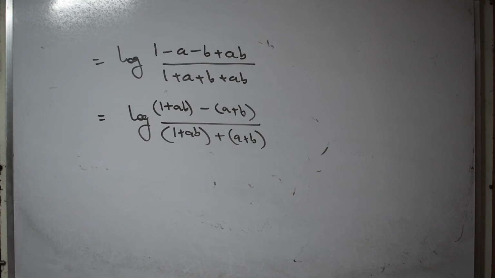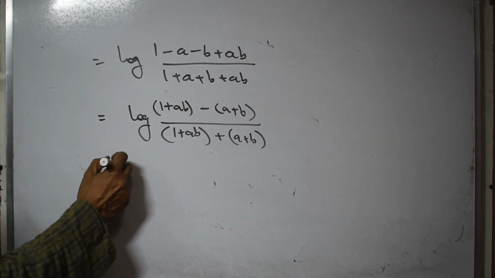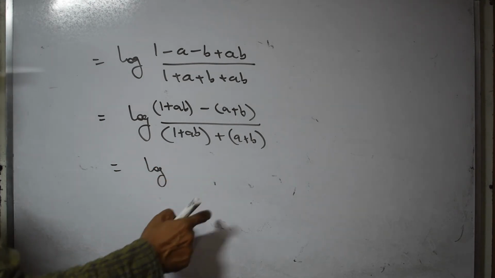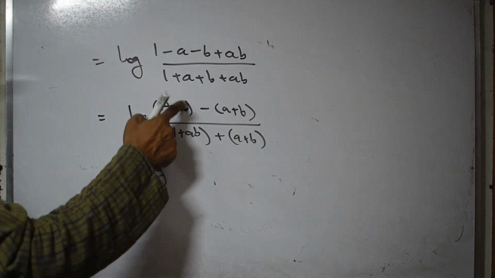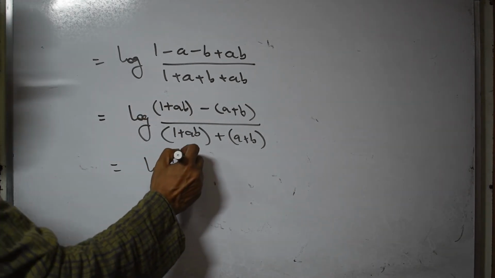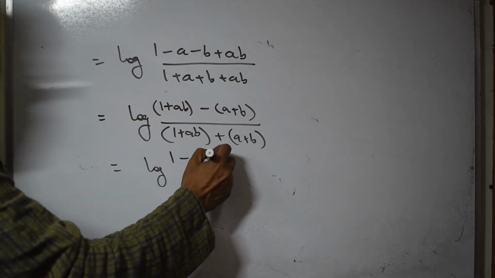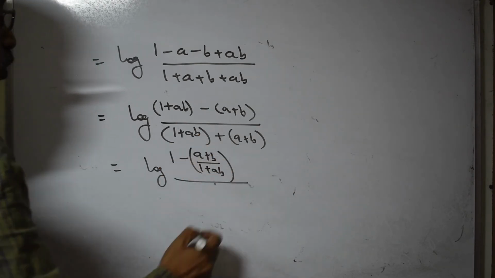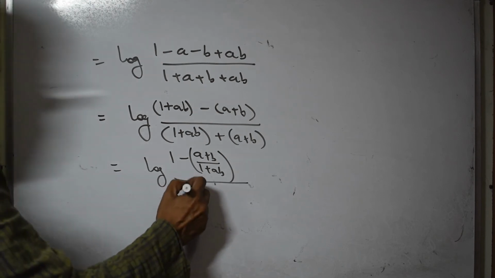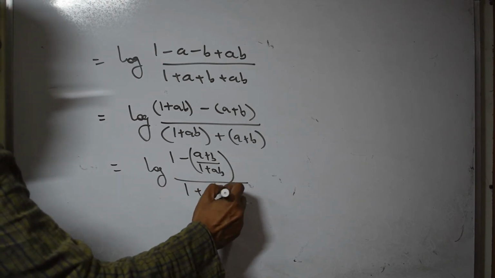Now looking at the expression, we can have one clear idea: dividing both numerator and denominator by 1 plus ab. So what we are finding is, dividing both numerator and denominator by 1 plus ab, it will become this way.